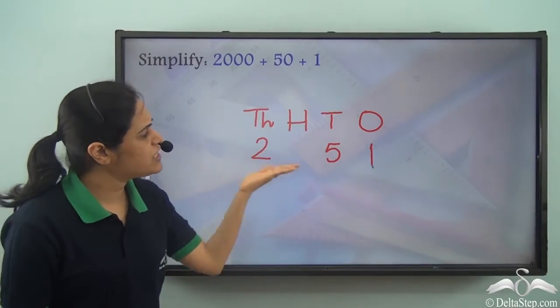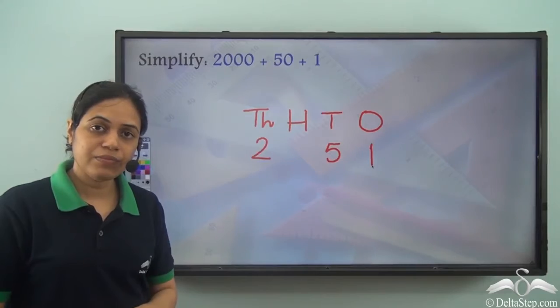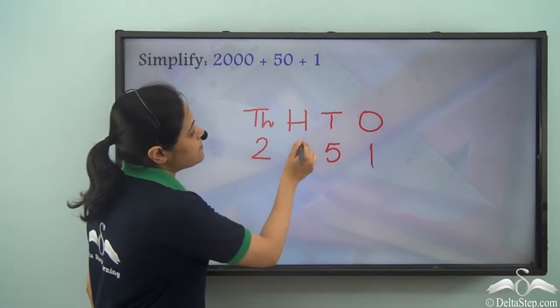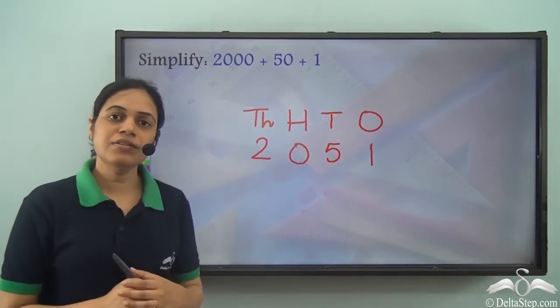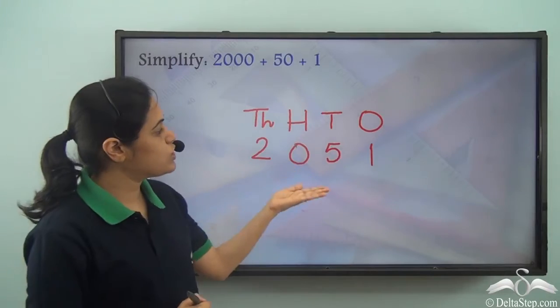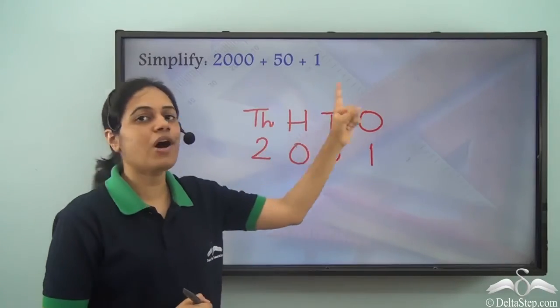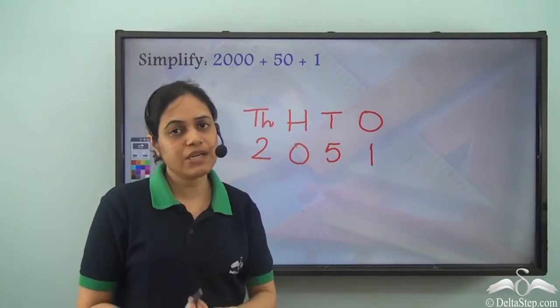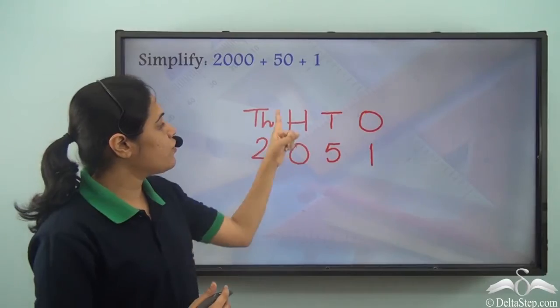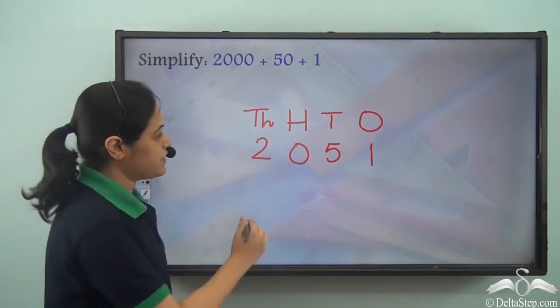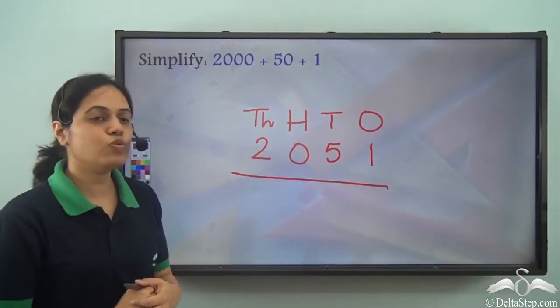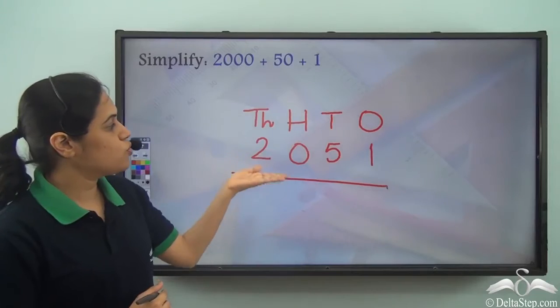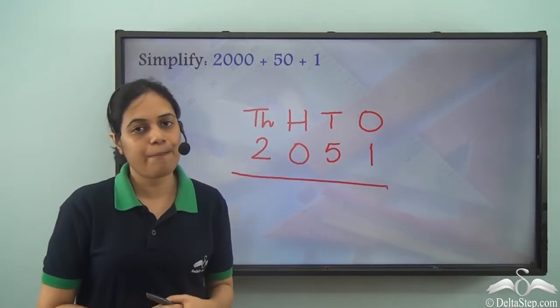Now what about the hundreds place? It is blank. So if it is blank, I need to write a 0 here. It is 2051 because there are 0 hundreds. No hundreds means 0 hundreds. So 0 is there in the hundreds place. So the number is 2051. 2051 is the number.